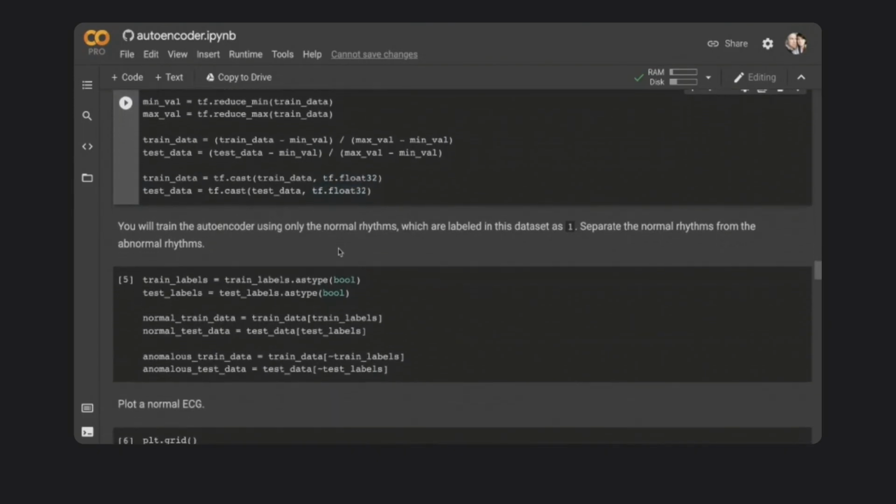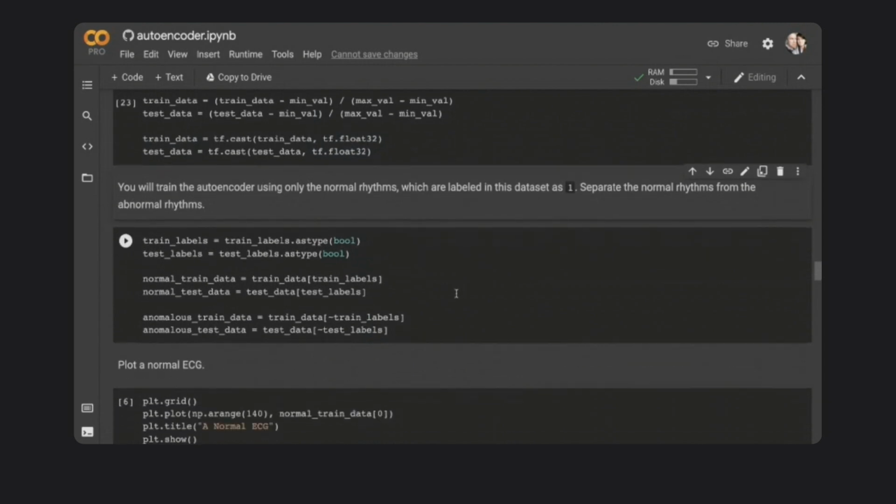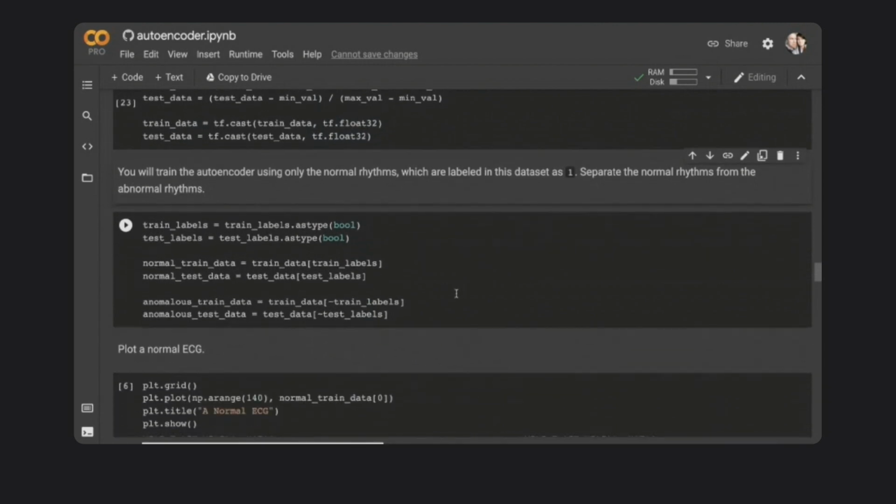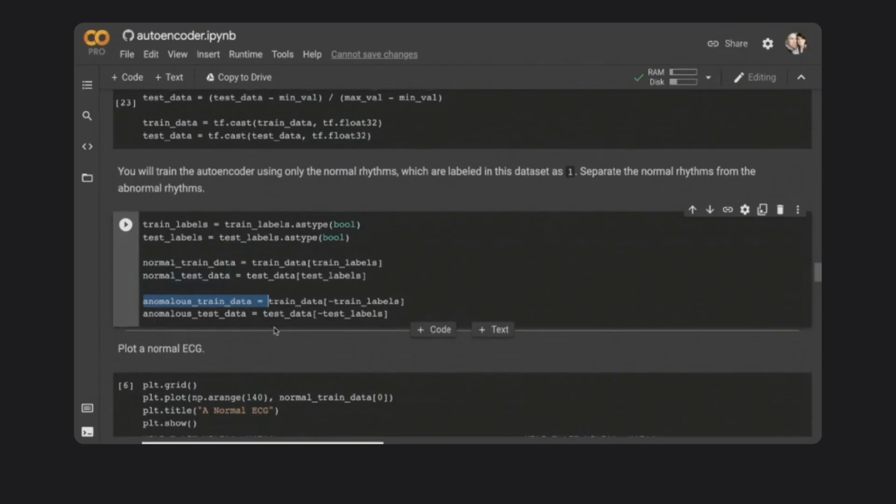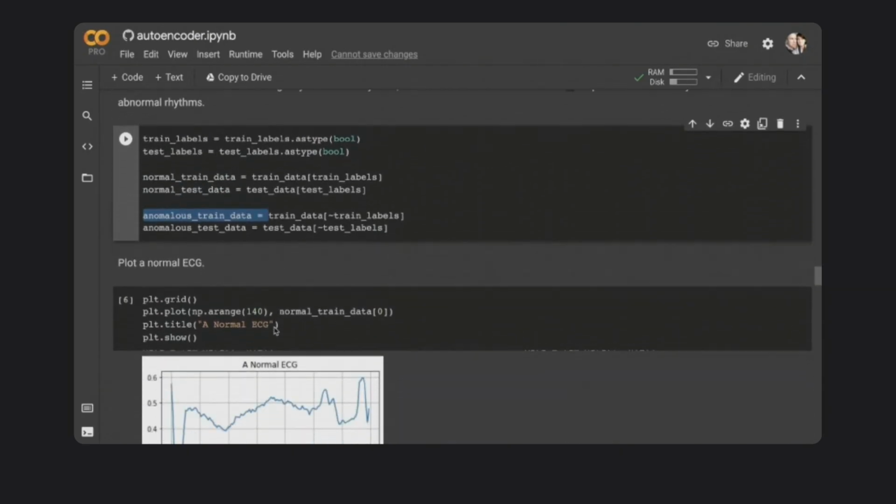Now, the important thing here is that we're training an autoencoder to learn a latent representation of normal rhythms. So we only want the ones in the data set that are ones. Here we're going to separate the normal rhythms from the abnormal rhythms, and this piece of code will do that for us so that we split one from the other. By the time we're done with this, we have a set of normal training data and a set of anomalous training data. We also have a separated set of normal test data and anomalous test data that we can use to test with data that it wasn't trained on.